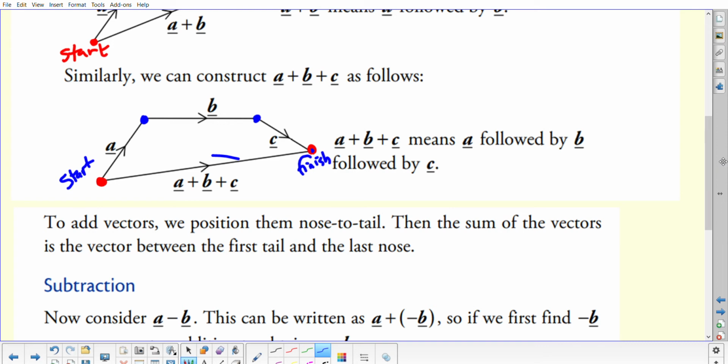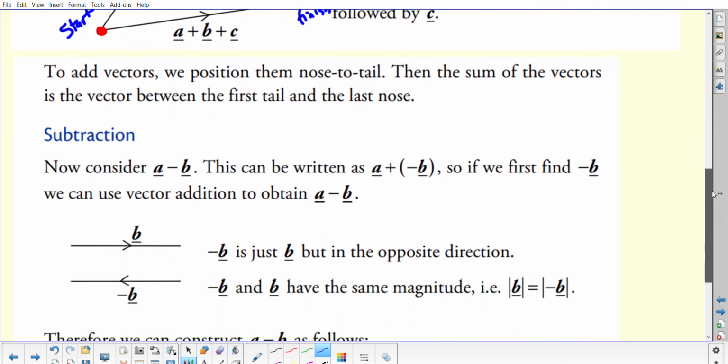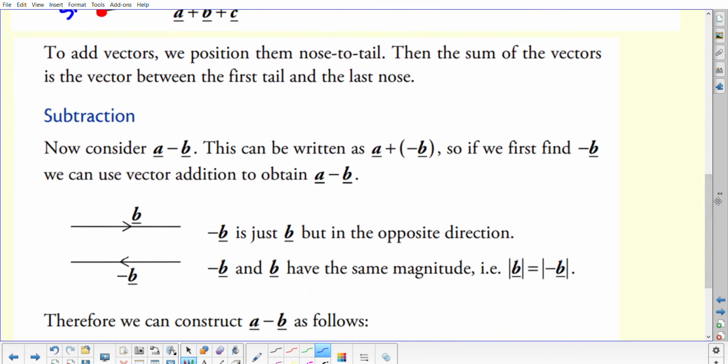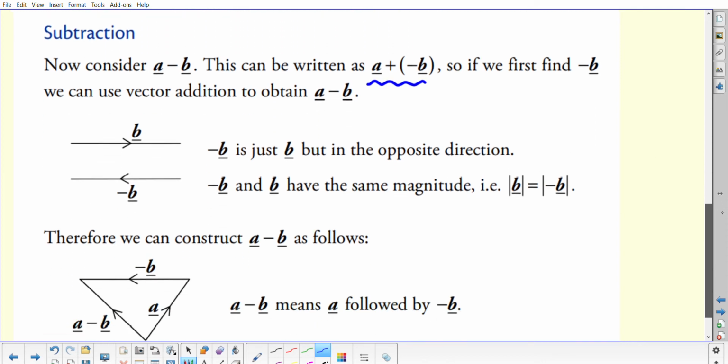What happens when we're subtracting vectors is you want to be thinking about the rules that you work with when you're working with negative numbers. A minus B is exactly the same thing as doing A add negative B. And of course negative B simply means it's the same length as B, but the arrow would be going in the opposite direction. They've got exactly the same magnitude.